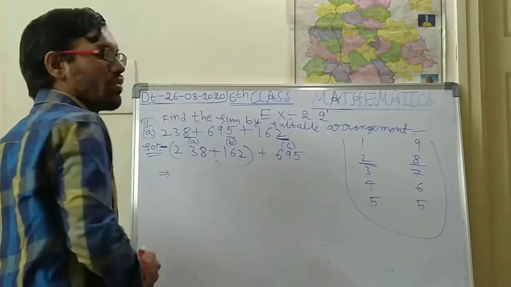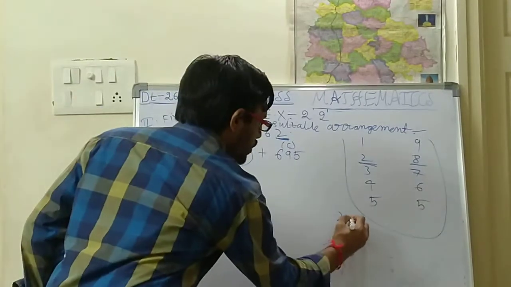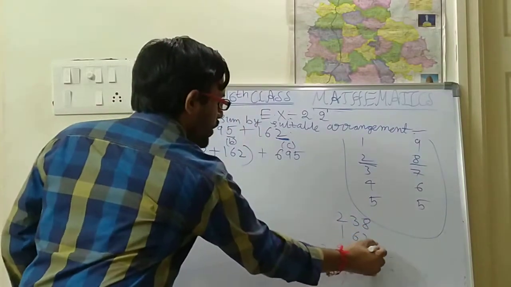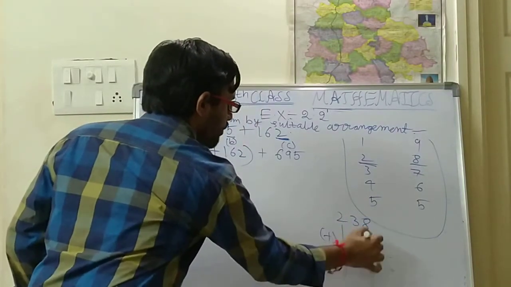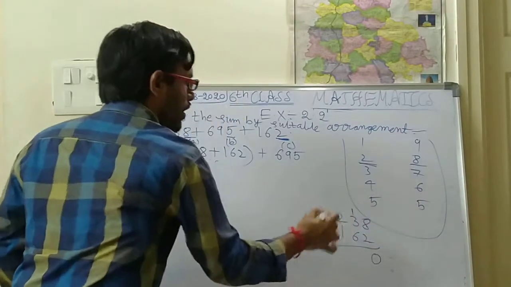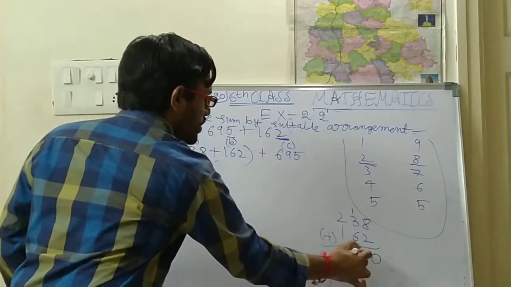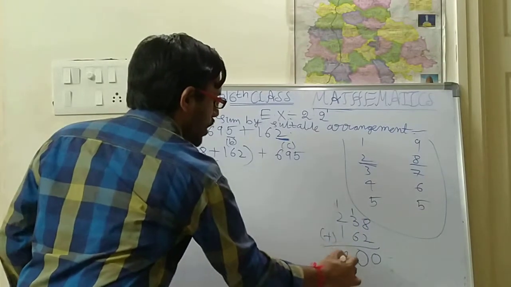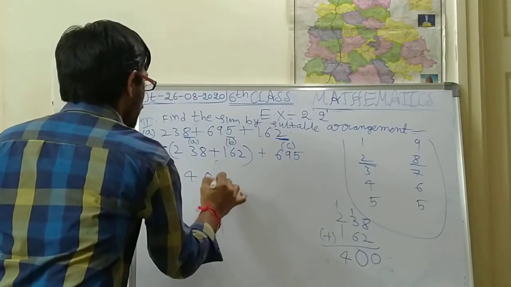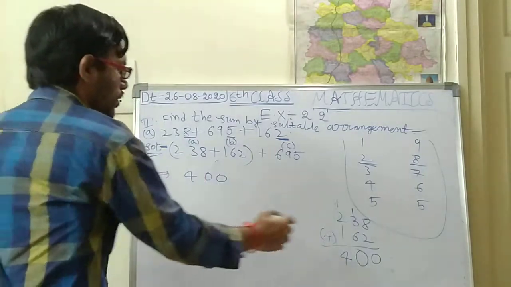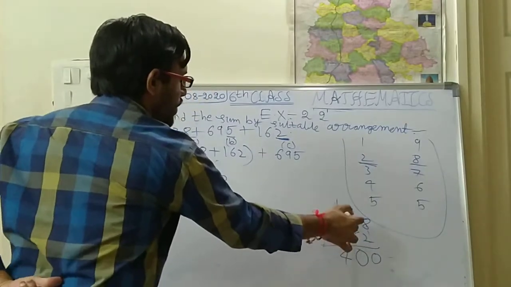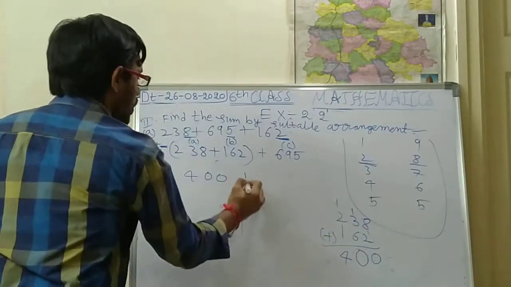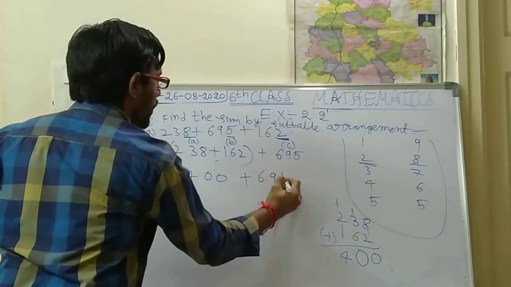So 238 plus 162. What is 238 plus 162? 8 plus 2 is 10, 0, carry 1. 6 plus 3 is 9, 9 plus 1 is 10, 0, carry 1. 2, 3, 4. So the answer is 400. Answer is 400. Next, plus 695.